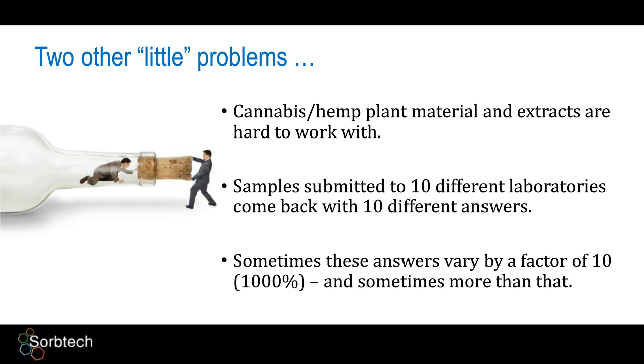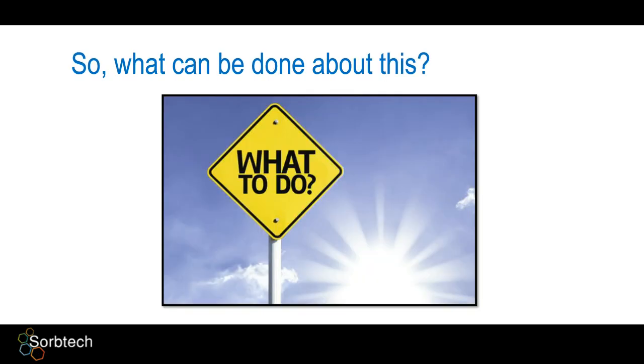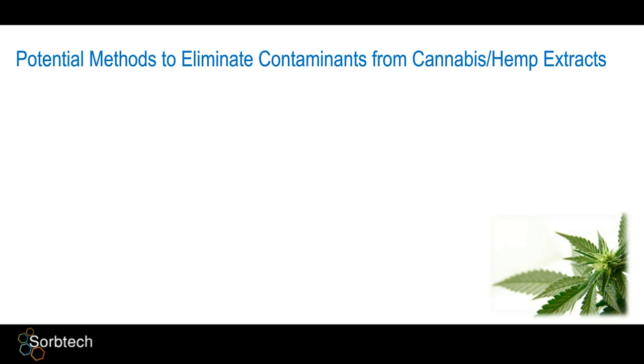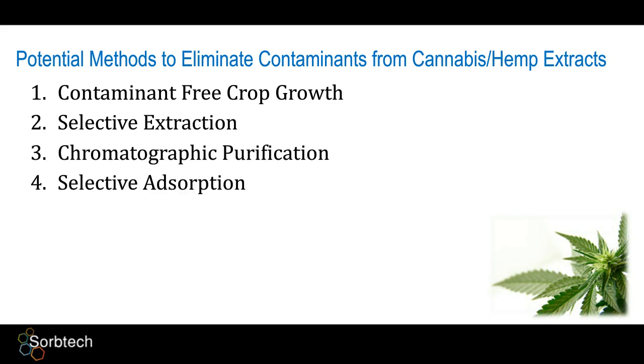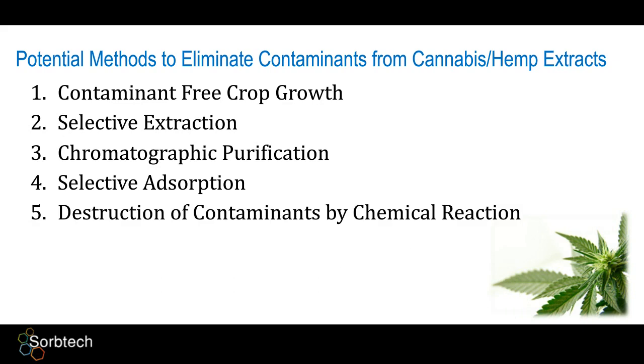So what can be done about decontamination? What can you do? Let's look at the methods that are available to eliminate these contaminants. First, there's contaminant-free crop growth. There's selective extraction. There's chromatographic purification. There's selective adsorption. You can destroy the contaminants by chemical reaction or use some combination of the above. So let's look at these one by one.